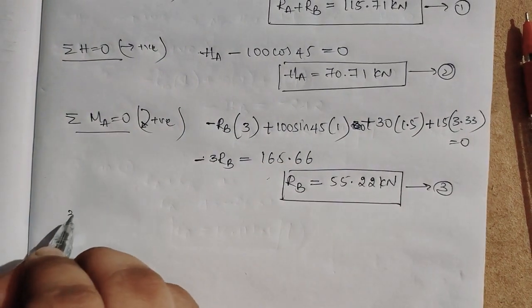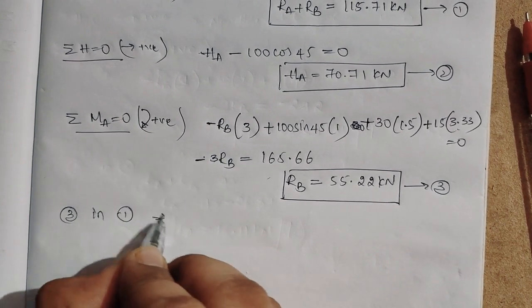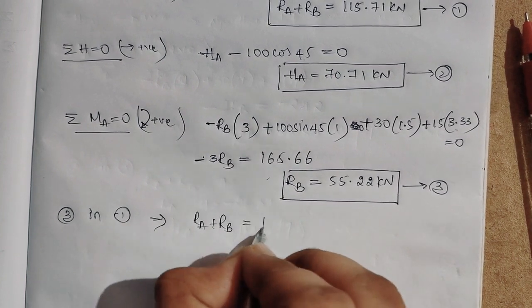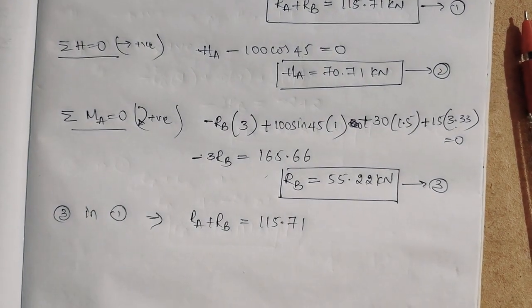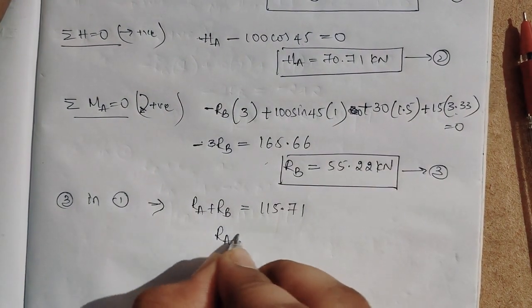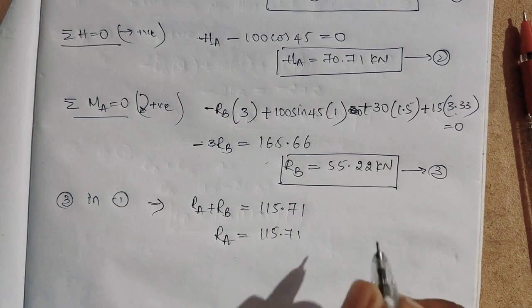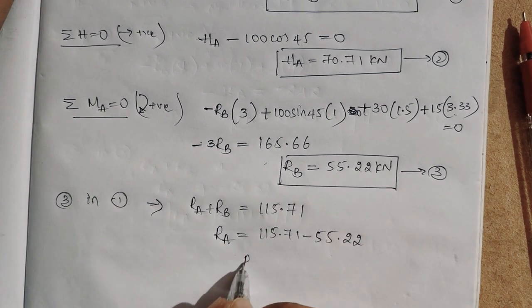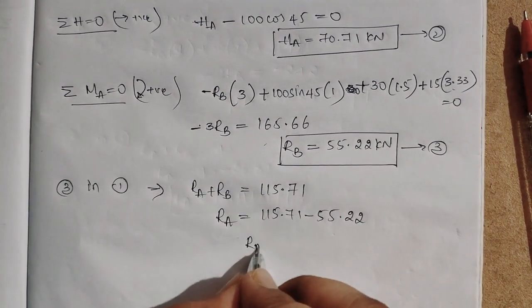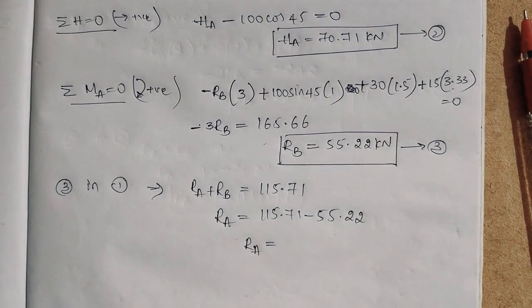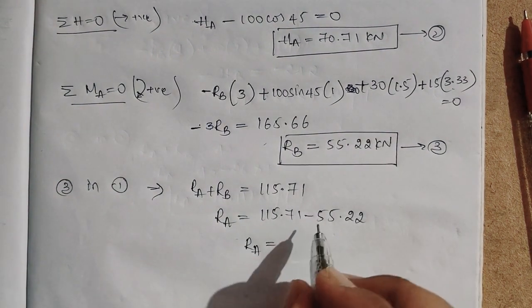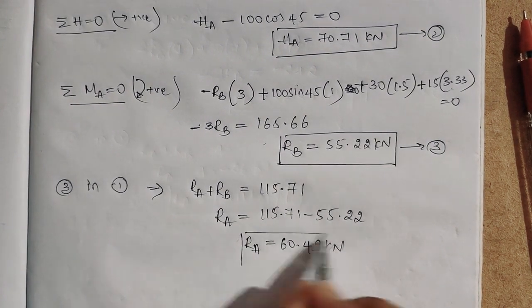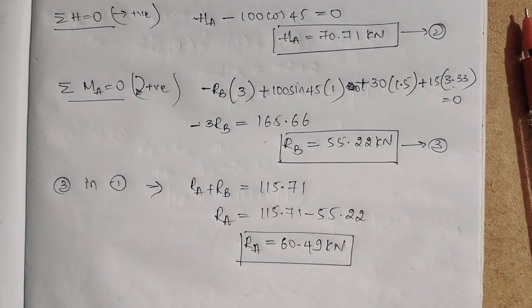Now substitute equation number 3 in equation number 1. RA plus RB is equal to 115.71, right? Now I want only RA. So 115.71 minus 55.22, so RA will be 60.49 kilonewton. So this is how we solve the problem.